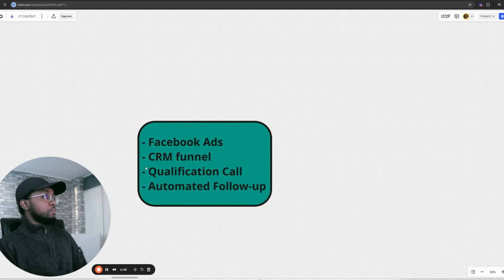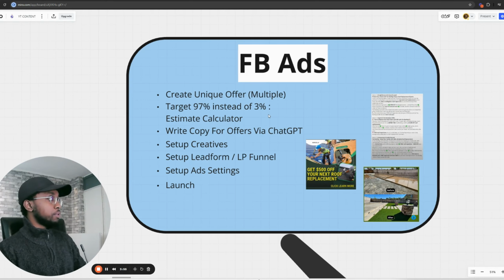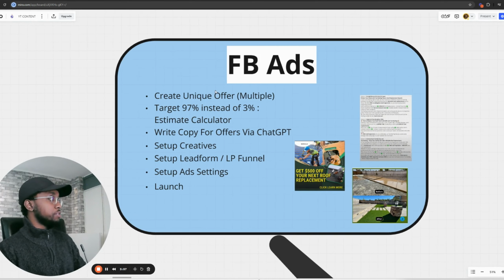So, after that, what you're going to implement is the CRM funnel. After that, you're going to have qualification calls. And lastly, you are going to have automated follow-ups to ensure that those prospects show up. So the first part of the process is going to be your Facebook ads.